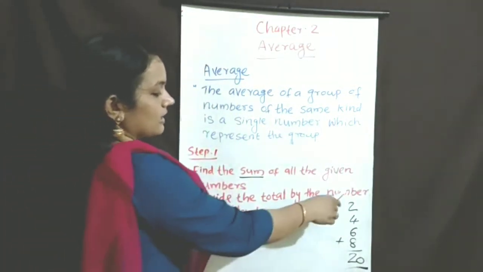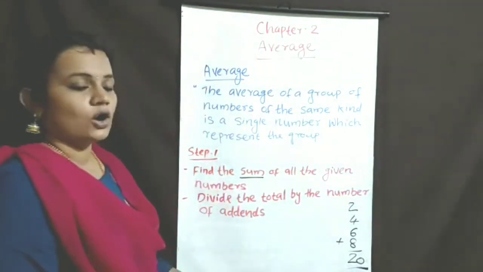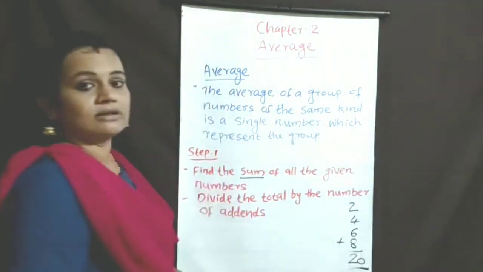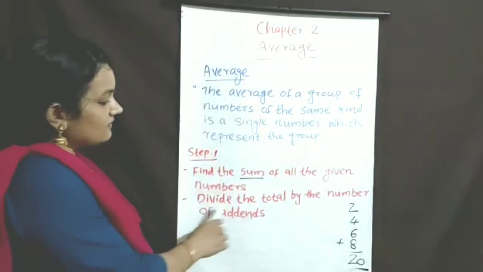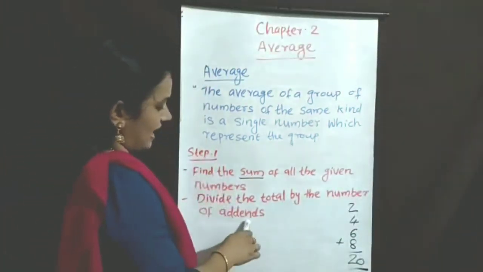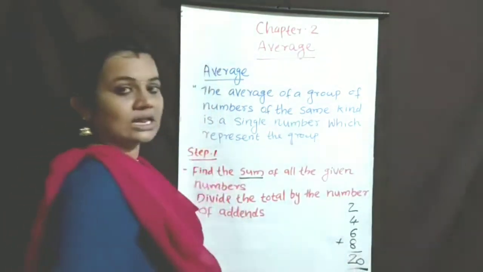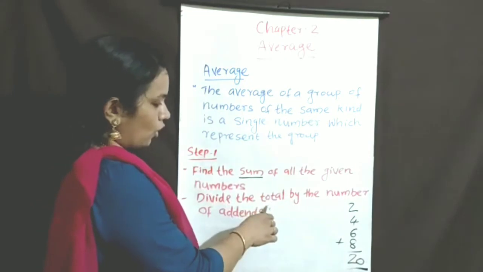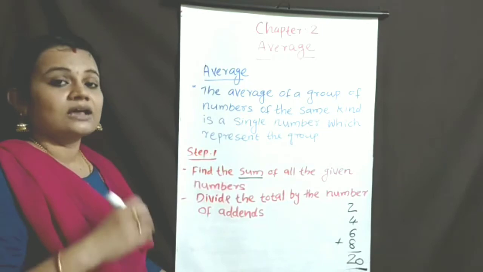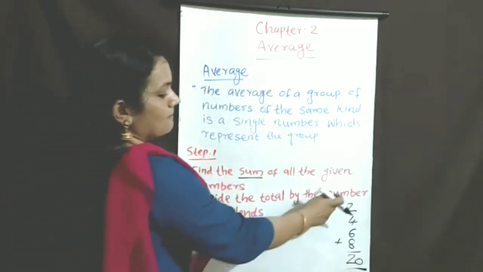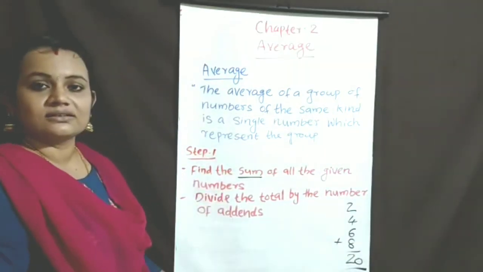First of all, you add the given numbers. Then we will get 20. The sum is 20. Then what is next? Divide the total by the number of addends. What is the total? 20 is the total. Then divide the total by the number of addends. What is the number of addends? It means how many numbers are given here.